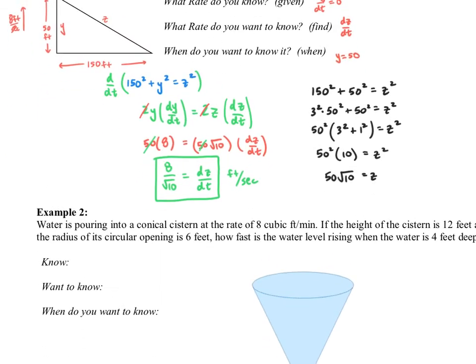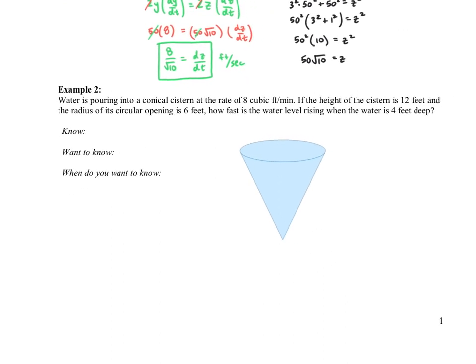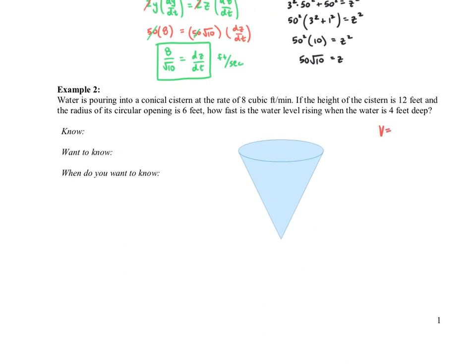Okay, let's try example 2. For this example, we need the volume of a cone, which is 1/3 pi r squared times h. And we're looking at water being poured in at a rate of 8 cubic feet per minute. The height is 12, the radius is 6. Let's go ahead and draw that in really quickly. So that's going to be 12, the radius is 6. And we want to look at how fast the water level is rising when the water is 4 feet deep.